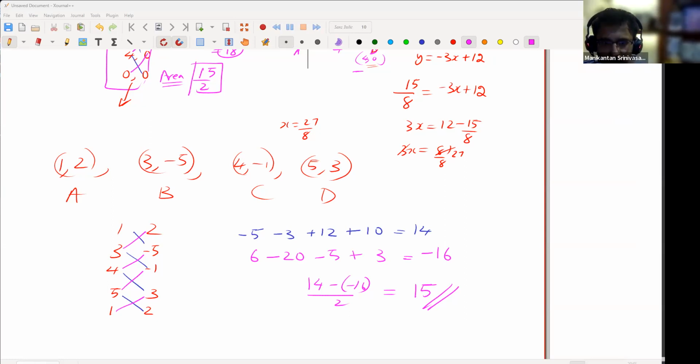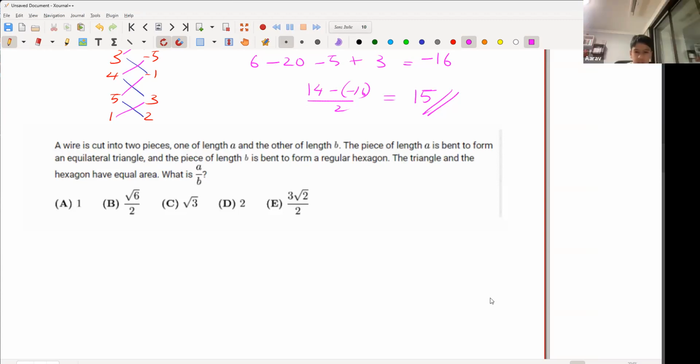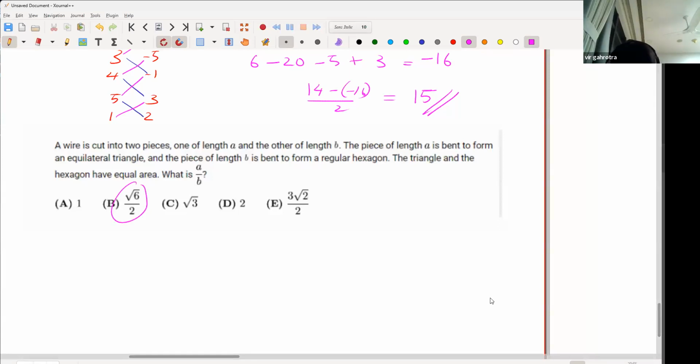A wire is cut into 2 pieces. What is the ratio of A by B? Any answers? Yes, I got B, √6/2. Root 6/2. Okay. Anyone agree or disagree with him? I got the same. Okay. Suhani, you said you got the same? Okay. Who else was that? I heard 2 voices. Yeah, that was me. Arav. Okay. All right. Let's quickly do it.